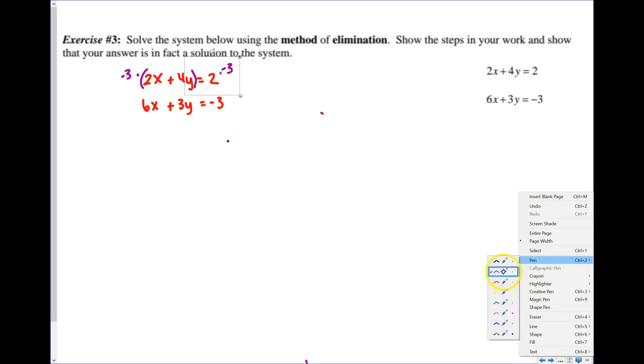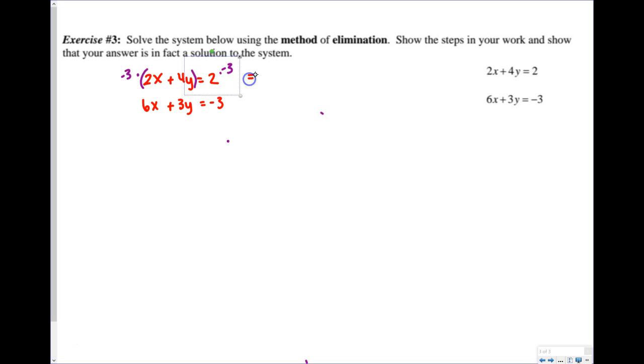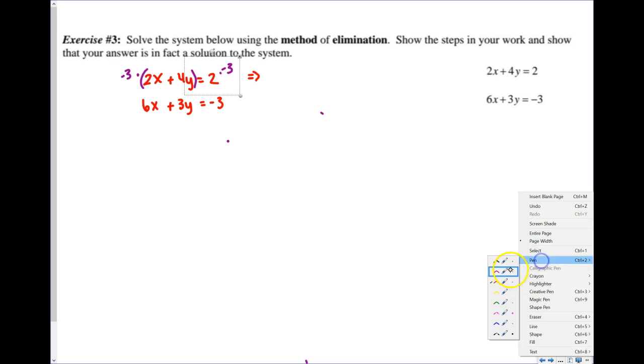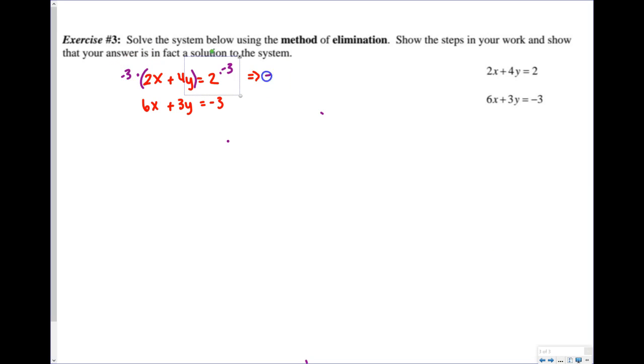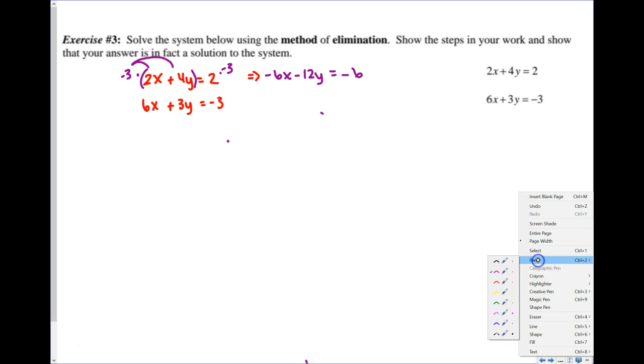This top equation is going to turn into, let me do it in purple here, negative 3 times 2x would give me negative 6x, because remember I'm distributing. Negative 3 times 4y would give me negative 12y, equals 2 times negative 3 is negative 6. Then I'm just going to rewrite the bottom equation.